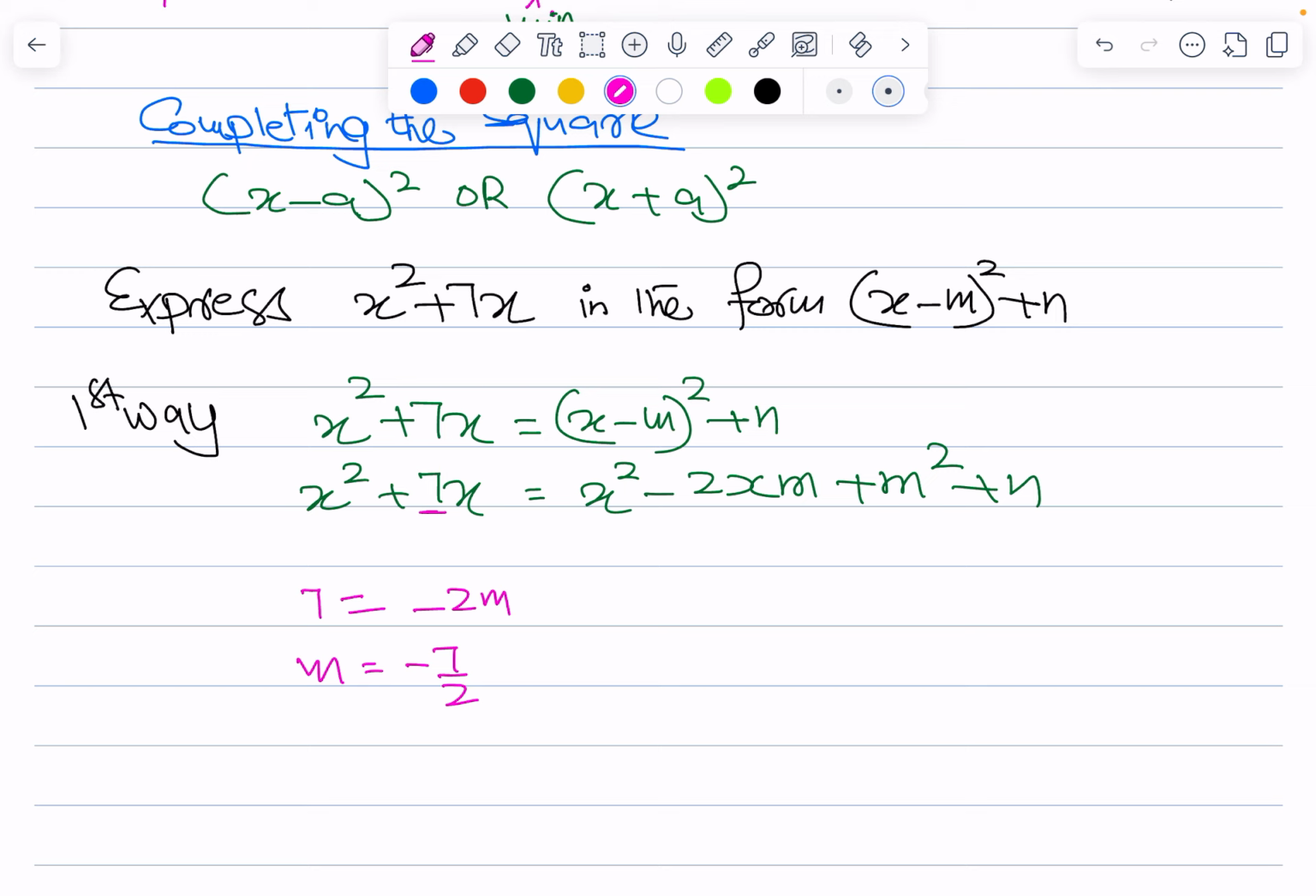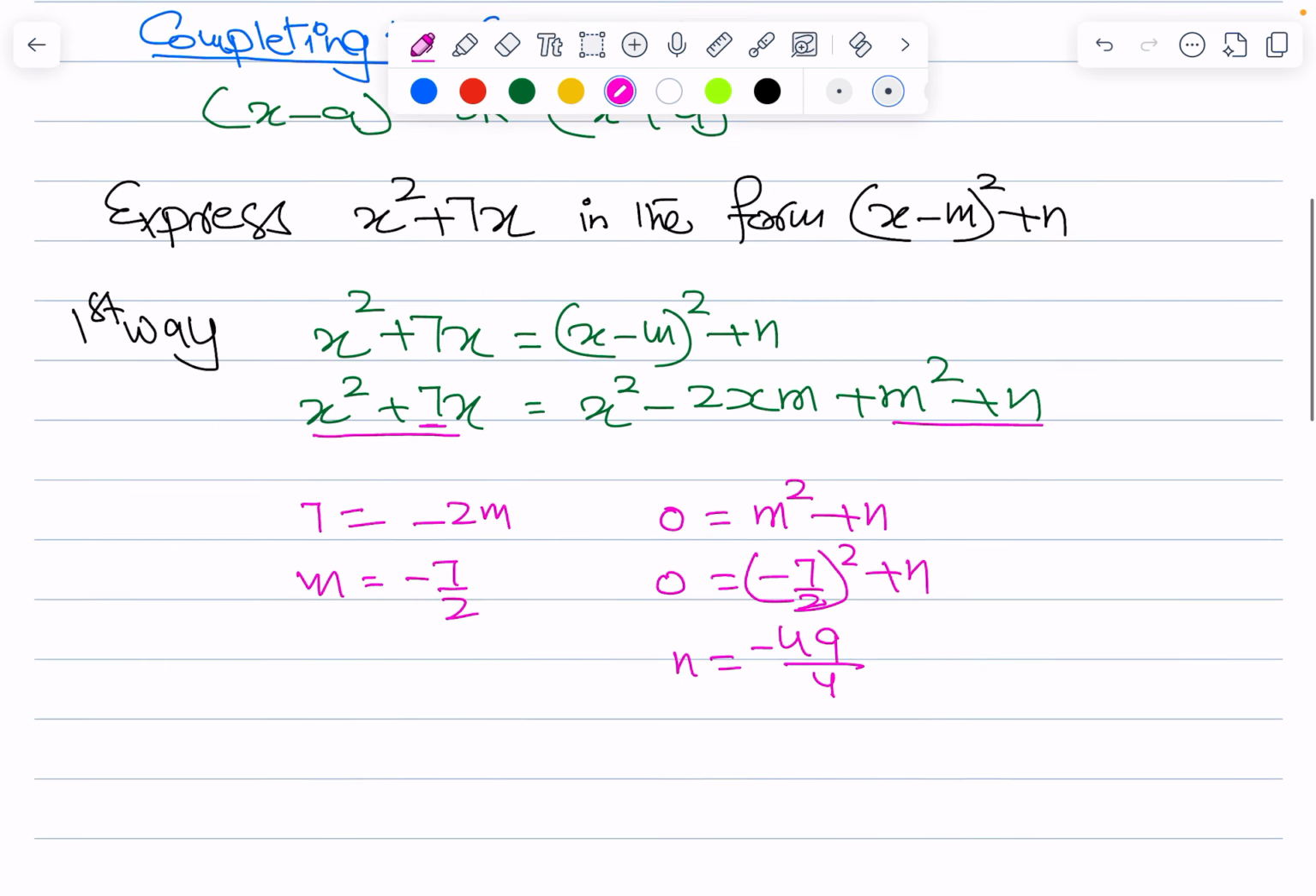Now we have to compare the constant value, but there is no constant value on this side, so take it equal to 0. So 0 equal to m square plus n. Now substitute the value of m: minus 7 over 2 whole square plus n. So n equal to 49 over 4 with negative sign.